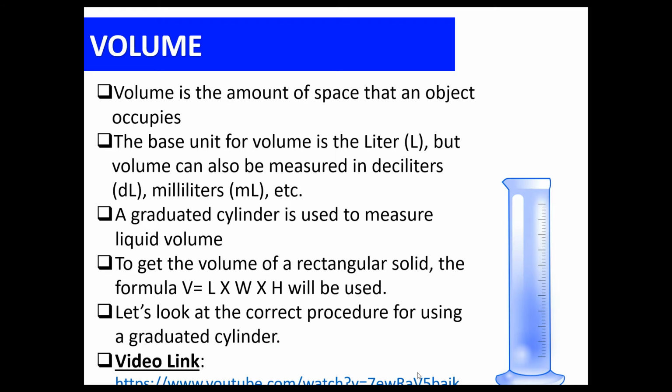Volume is something else that we will measure in the science classroom, and volume by definition is the amount of space that an object occupies. Now, the base unit for volume is the liter, but remember we can have different values of the liter. And so we can have deciliters or milliliters or hectoliters. There's all kinds of different variations. A graduated cylinder is what we're going to use to measure liquid volume.